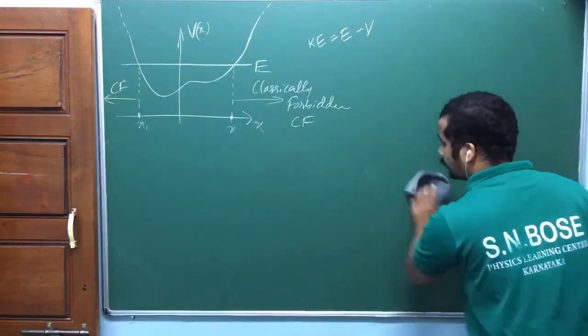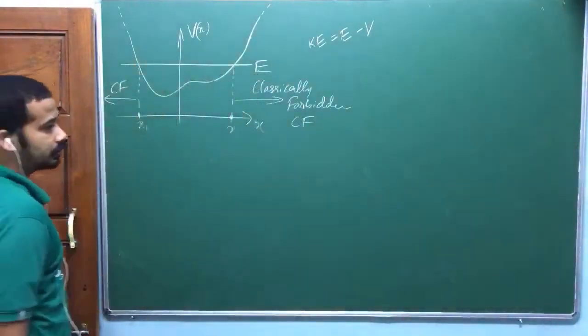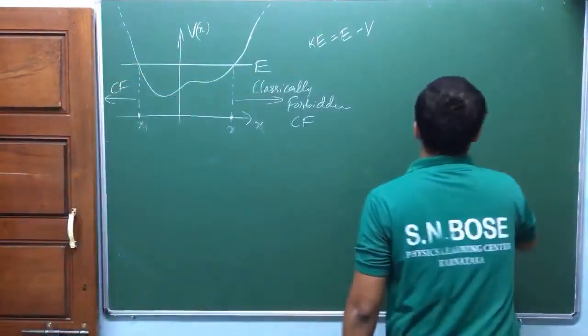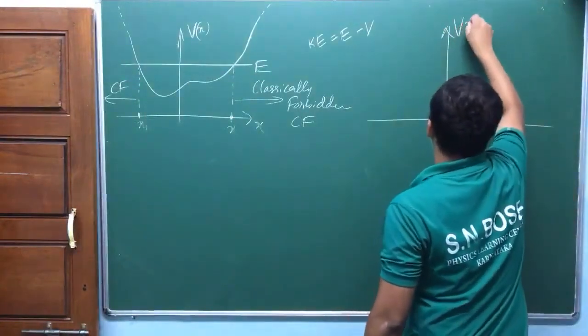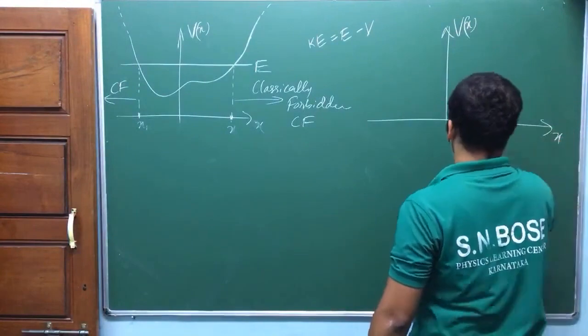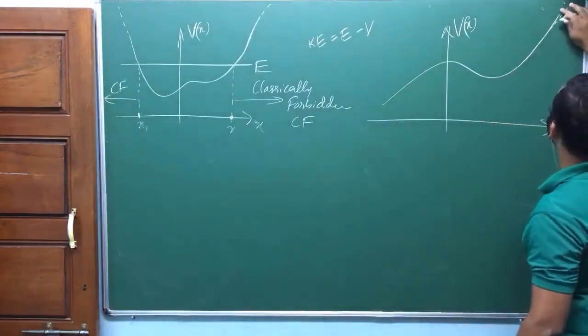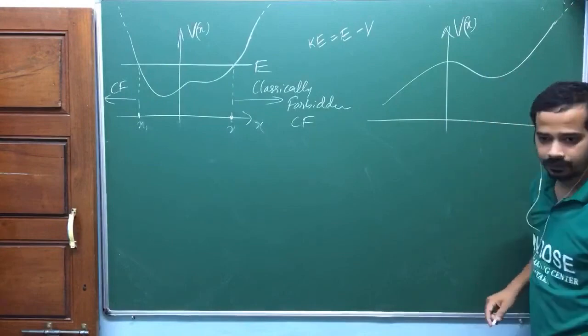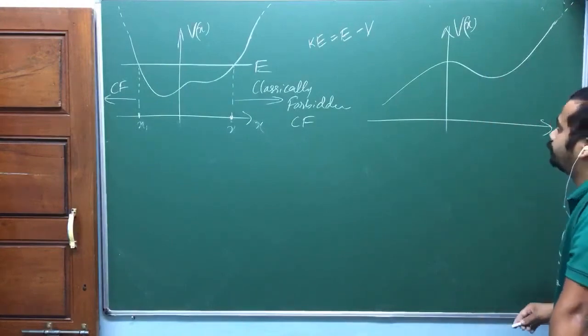So whatever energy you take, classically that will be a bound state, and quantum mechanically also that is a bound state, in this kind of potential. Now let me take some other type of potential. V of x as a function of x. It is going to infinity here. Can you see this one? It is going to infinity.